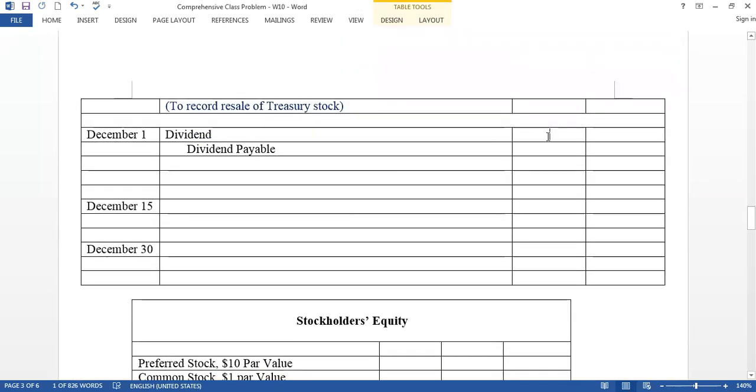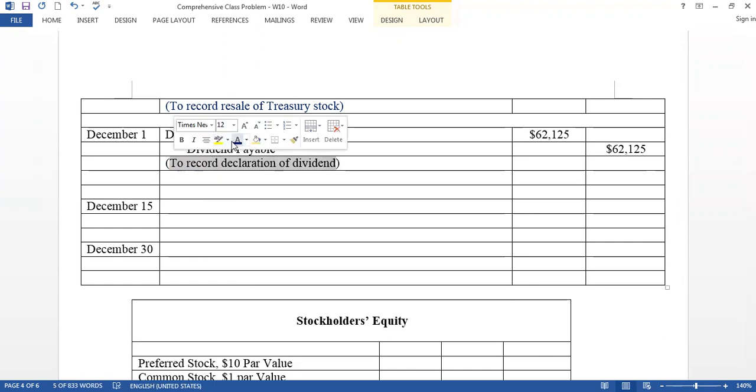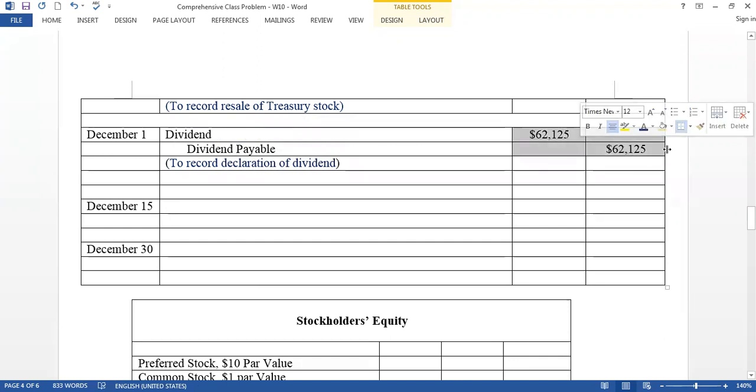Again, if you don't remember this, go back to my previous lesson. Why dividend debit and why dividend payable credit? If you don't understand, go back to the previous class. To record the declaration of dividend. And this number, I already explained how to calculate, right?